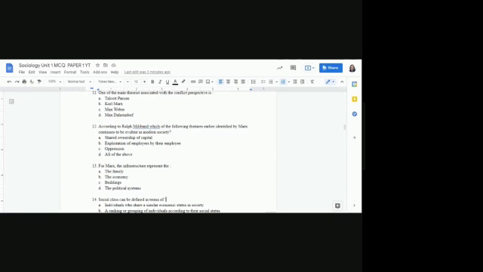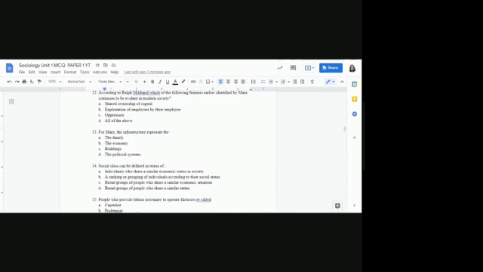For Marx, the infrastructure represents the... You got that right. It's B, the economy. Right, let's move down to question number 14. Social class can be identified in terms of... Let's look at what it can be identified.